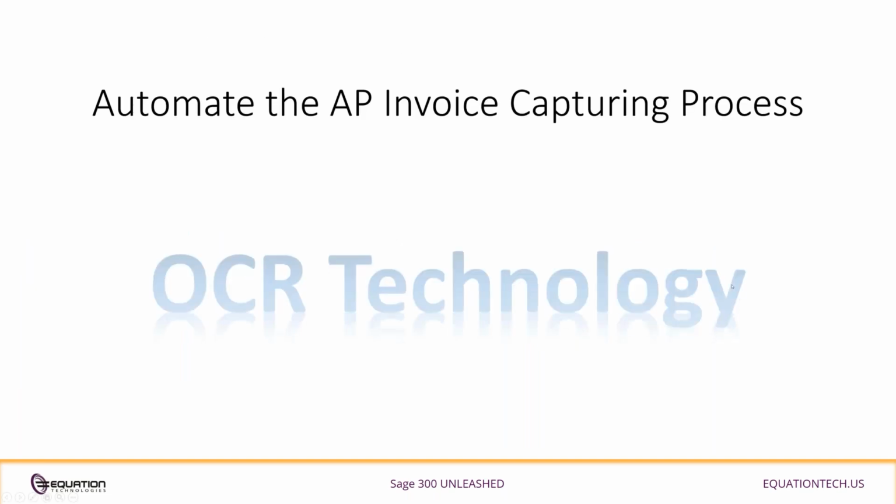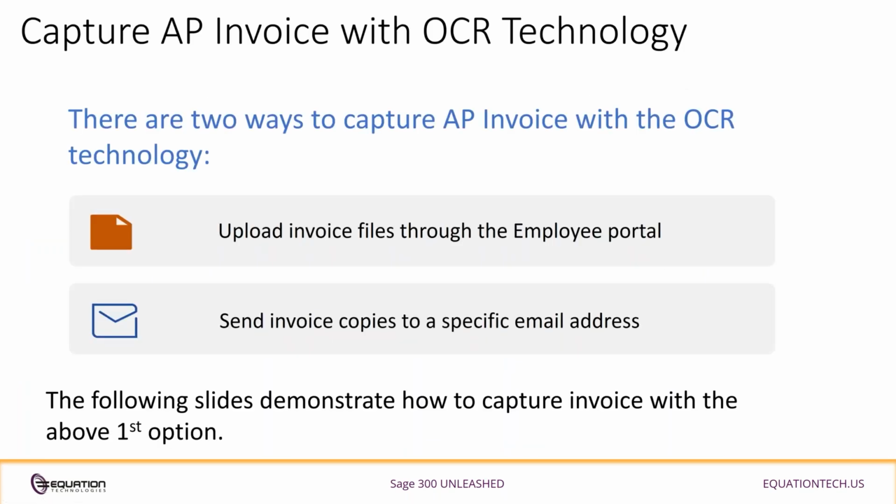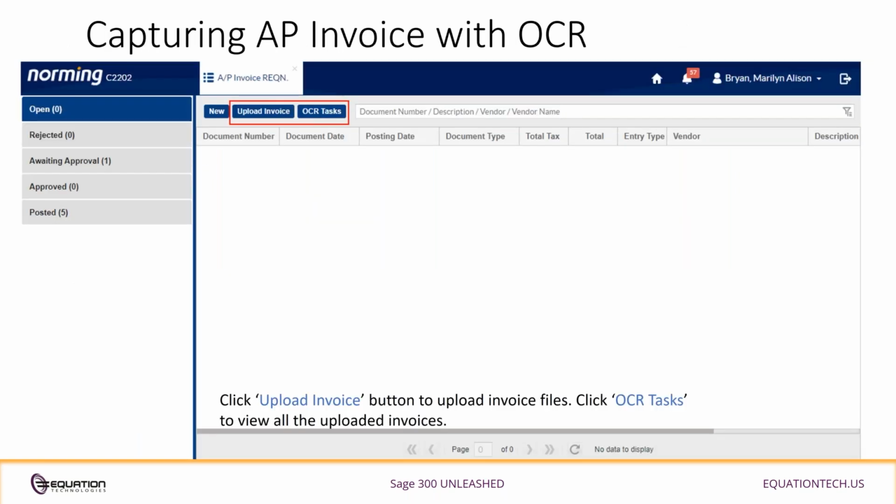So next up, we want to talk about capturing AP invoices through optical character recognition, or OCR technology. We're going to be uploading invoice files from a document directly into the employee portal so that you don't have to enter these AP invoices manually. We also have this for PO invoices now as well. So you notice the OCR tasks is highlighted.